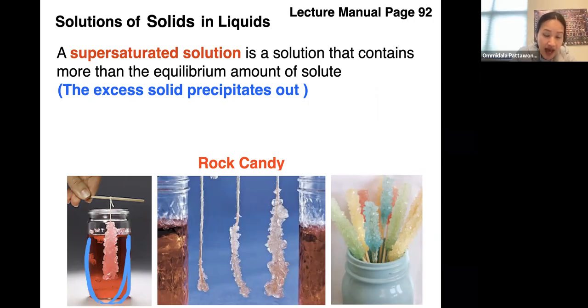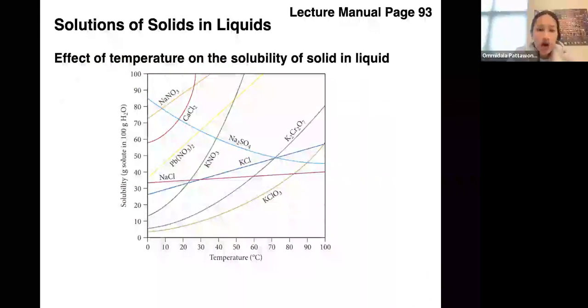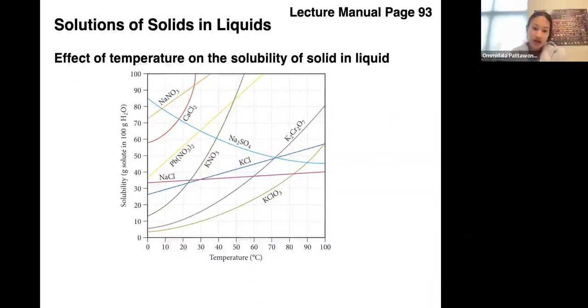The reason is that as the temperature cools down, the solubility of the solid becomes less soluble. That means all the excess sugar is going to precipitate out, and that's how we achieve rock candy making. Since you already see that temperature has an effect on solubility, here is an example of common substances and their solubility with temperature.